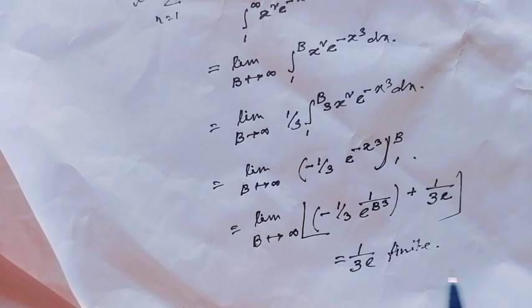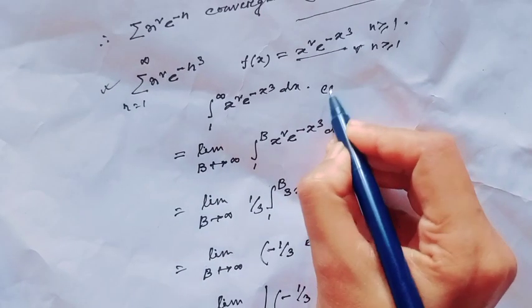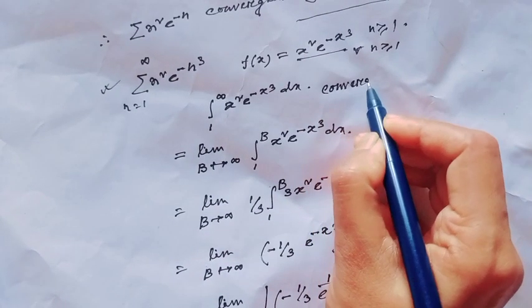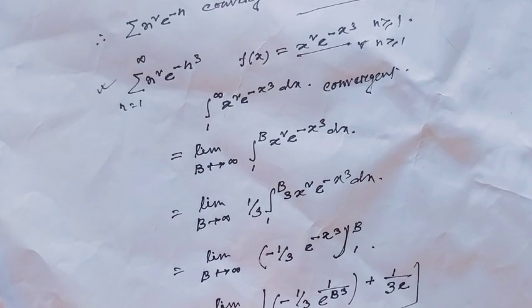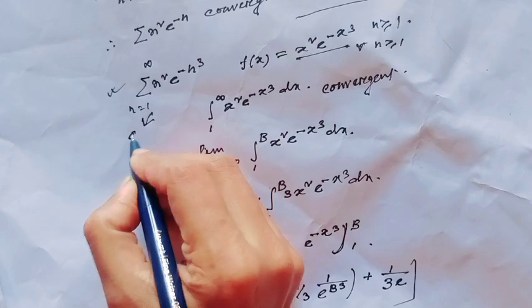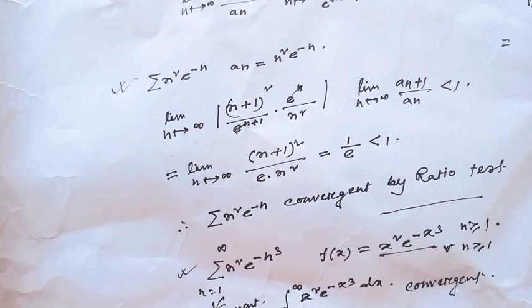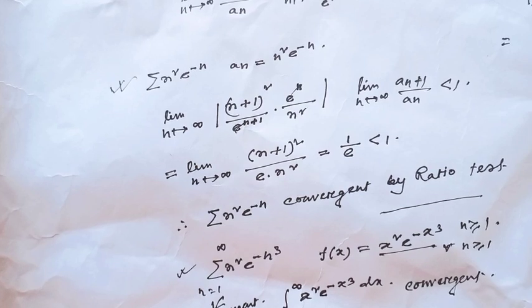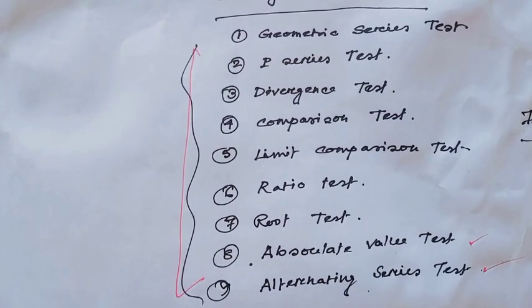Since this value is finite, we can tell this improper integral is convergent. And since this improper integral is convergent, that means this series is a convergent series. I hope all my viewers have understood the integral test of series in a better way. Now I will discuss the convergence test of these series as a review.